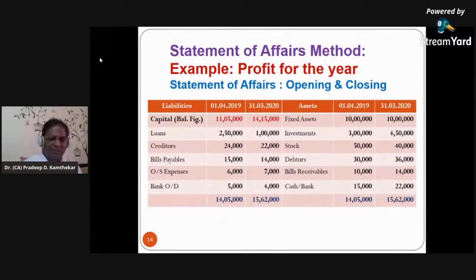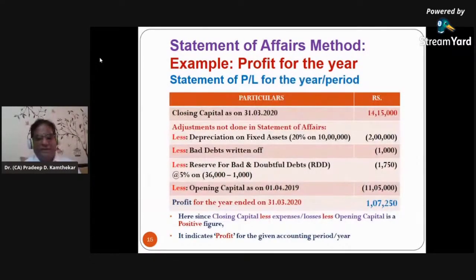Now, with these capitals so ascertained, let us see what is the position of profit or loss of that small business. Now, we start with closing capital 14,15,000. So depreciation on fixed assets, which is not charged, say it is 20% on 10 lakhs, so 2 lakhs. Bad debts which were to be written off. Bad debt means what? You have sold goods to a customer, and unfortunately, because that customer is no more, or that customer is declared insolvent by the court of law, you cannot recover that amount from that customer. And after all your ways and means of recovering that amount, when you come to know that it is just not possible to recover it, we call it bad debts. So it is in a way a loss.